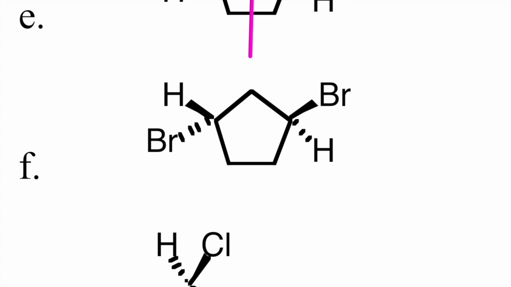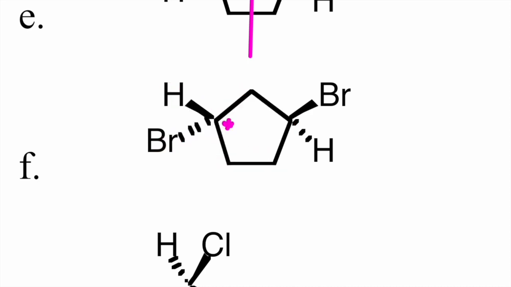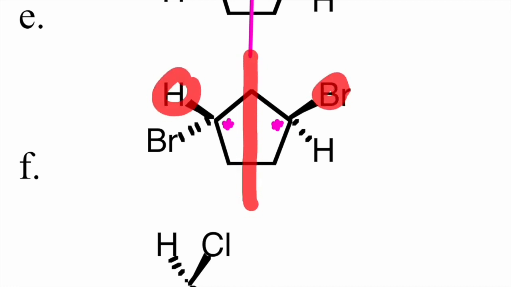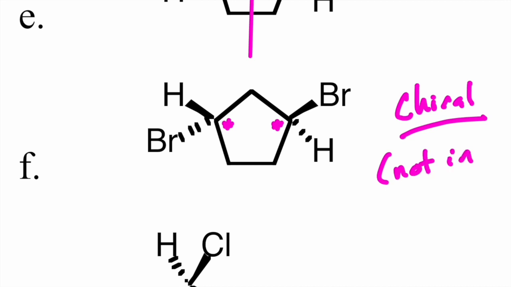Keep going through the rest of these. Again, check this out. I have a Br and an H, and then the rest. So that is chiral, and that is chiral. But now, plane of symmetry: these are not in the same plane. So this is considered chiral, because they're not in a plane of symmetry.